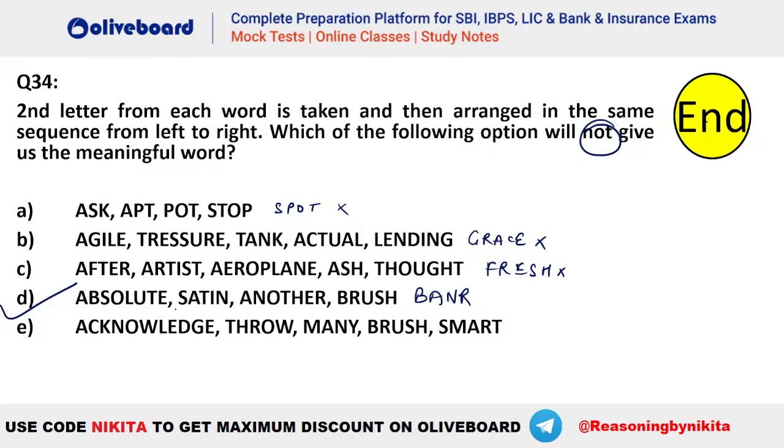What do we get in E? CHARM, so charm, again you can see that's a meaningful word, so not the right answer. So the answer has to be option number D. Are we clear, everybody?